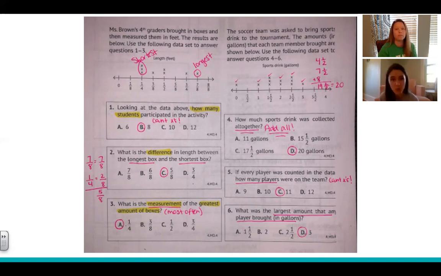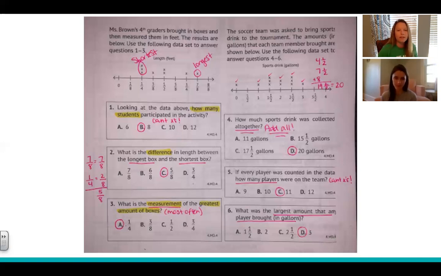So the longest was 7/8, and this is in feet, and then the shortest was 2/8. Remember, when you're subtracting fractions, does the bottom ever change? Nope. So all we have to do is subtract 7 and 2, which gives us 5/8. I notice it's already in the simplest form. So C, 5/8 is the answer.